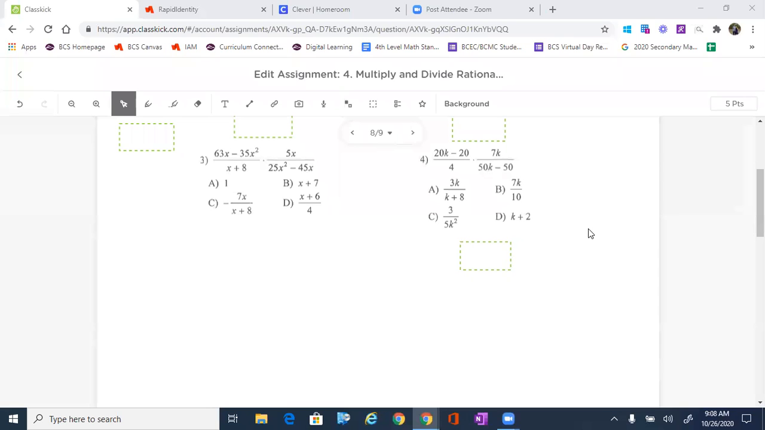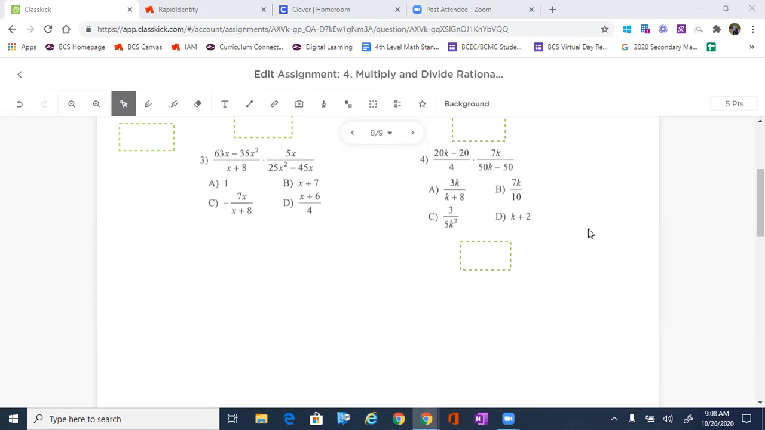All right, we're going to go ahead and look at simplifying rational functions when we're multiplying two expressions, and then we're going to figure out how we can check this on Desmos for multiple choice questions. So let's go ahead and get started today. I'm going to look at 63x minus 35x squared and then the rest.